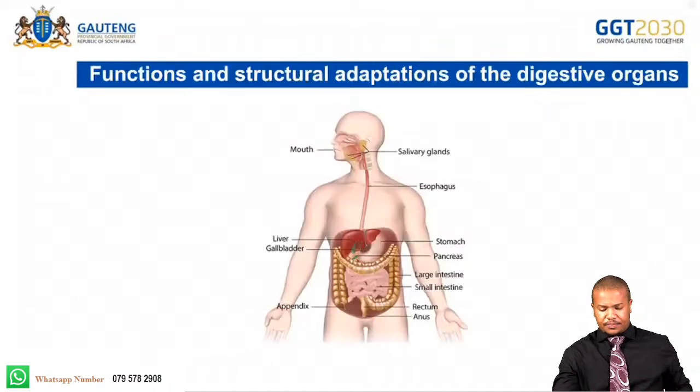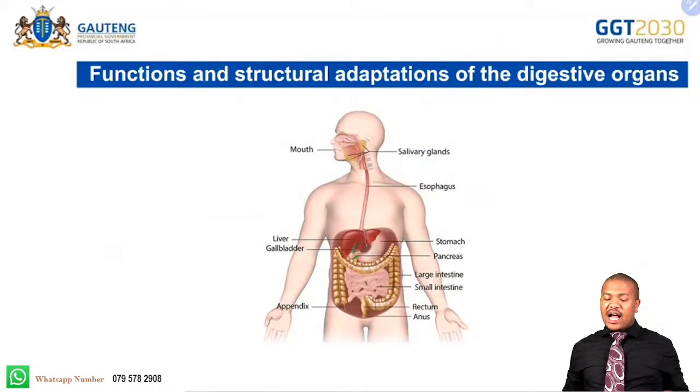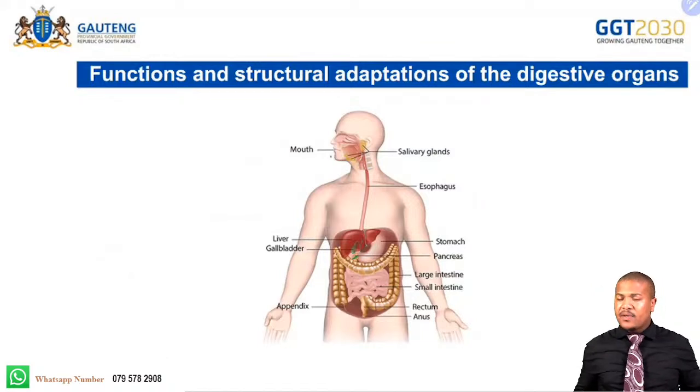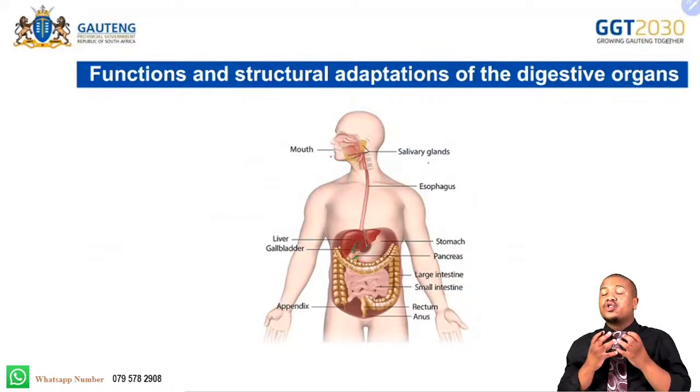So now, moving on. Now let's talk about the functions and the structural adaptations of the digestive organs, right? Now, before we start, this is the alimentary canal. It has different parts that perform different functions for this system, the digestive system. Are we together? Such as the mouth for ingestion, we have the salivary glands as well that play a role in digestion by secreting what? Saliva to make the food soft and to make it easy to be broken down, right?